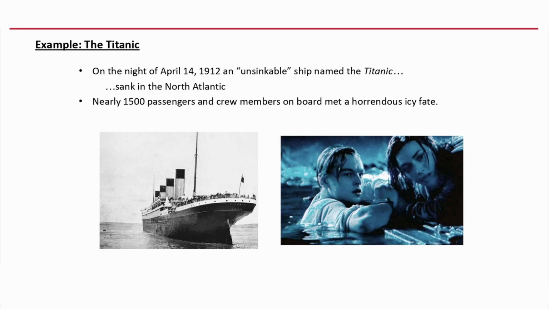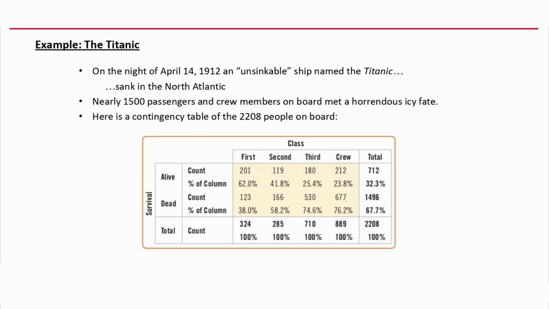Now, since it was such a famous event, we have a lot of data about the passengers, what kind of passengers there were, what class they were, and who survived and who did not. In this contingency table, I've got two variables: the class of the passengers, first, second, third, and crew, and whether they survived or not. To clean things up, I only left the counts and the column percents. I'm not showing the total percents, and I'm not showing the row percents.